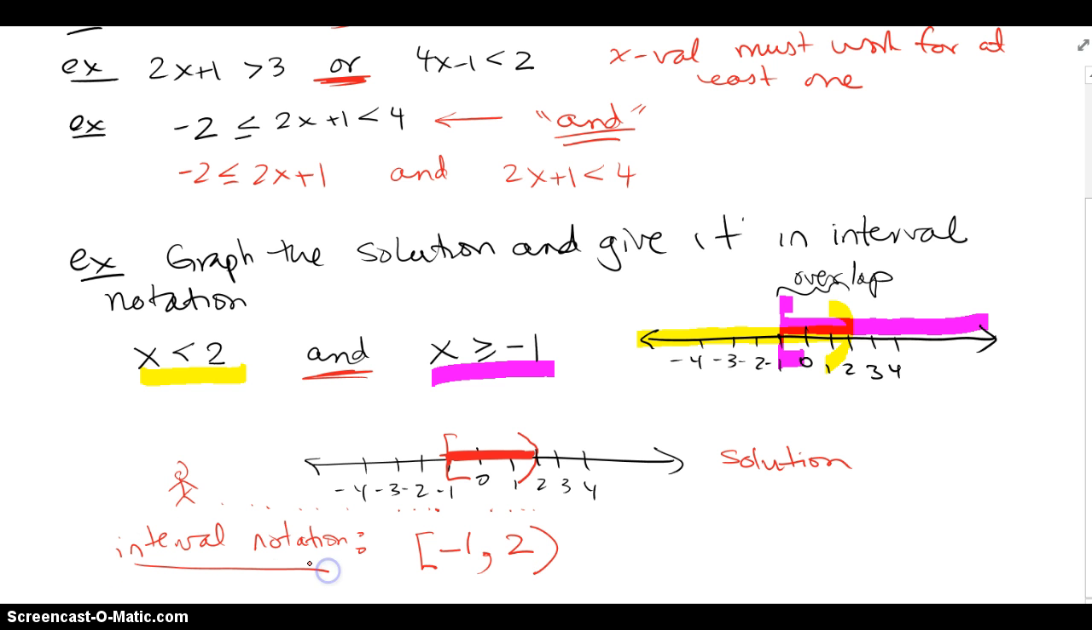So interval notation just basically says, where do you start, comma, where do you stop? And if we have equal signs, remember we use brackets because the solution really includes that number as well. And if I don't have any equal signs, we use parentheses because that number itself is not part of the solution.